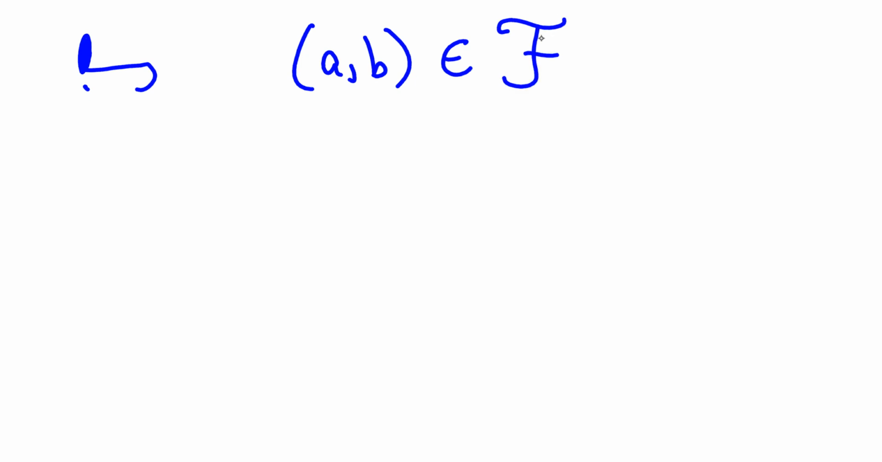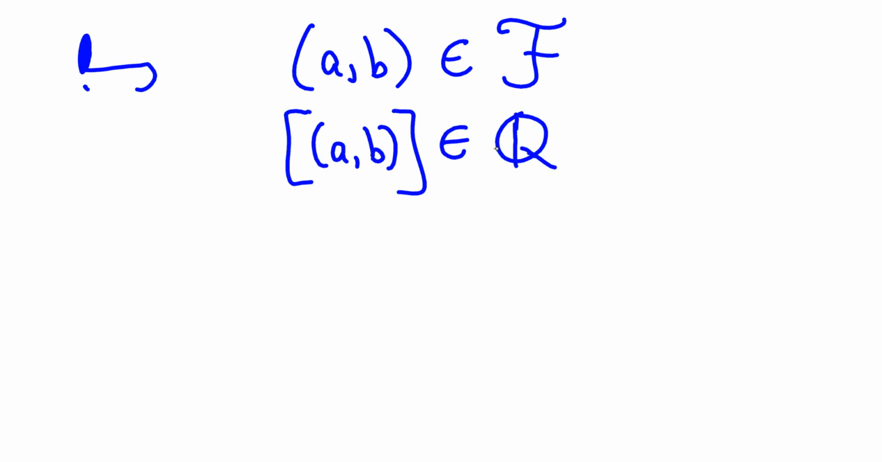I'm going to throw this side note out there. This is our first side note of the semester. So here's our first side note of the semester. The ordered pair (A, B) is in the set F. The ordered pair (A, B) is not a rational number. The equivalence class of that ordered pair, that's a rational number. The ordered pairs themselves are fractions. They are not the rational numbers we're talking about. The rational numbers we're talking about are equivalence classes of those ordered pairs.